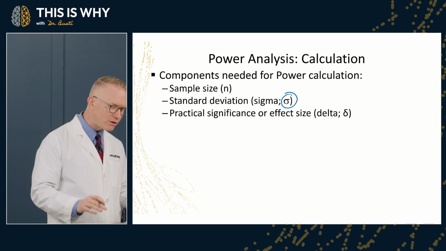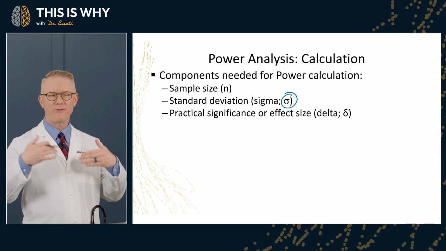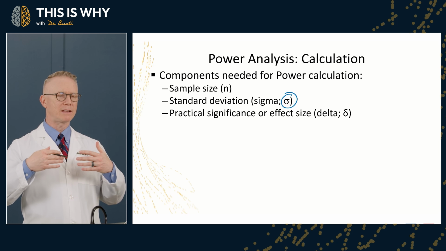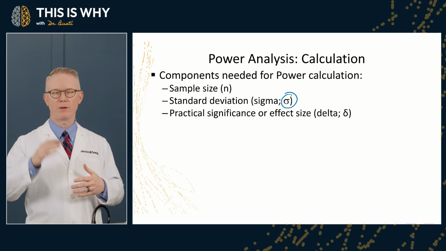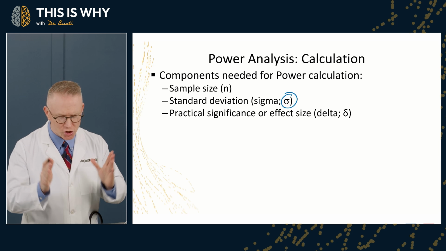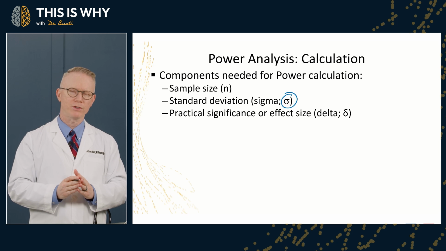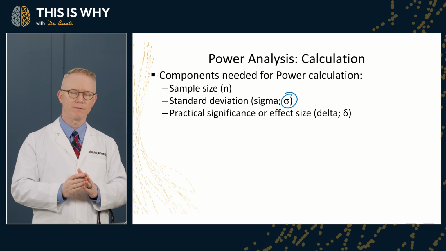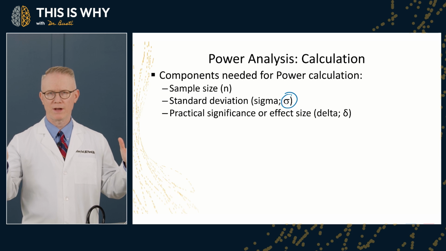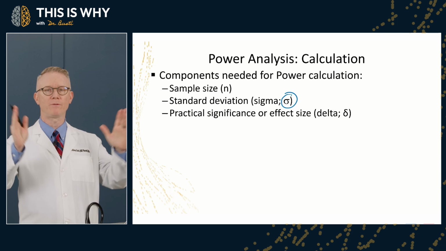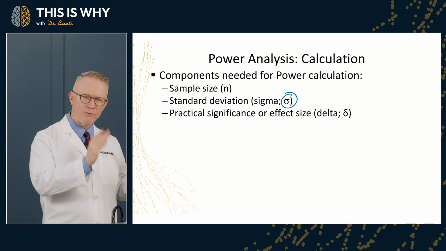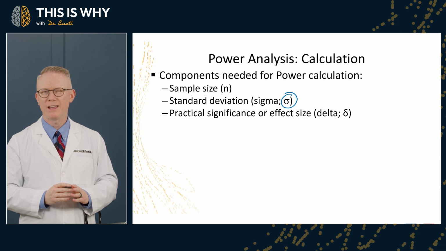And then there's the practical significance, or the effect size, and that's known as delta. What is the expected mean difference that you're looking for that is clinically relevant to you? If you make that number small, you make it harder on yourself to find a difference. And if it's bigger, you don't need as many people to find a difference. That's what it does to the power. That's how it influences power analysis. But you want an appropriate, fair, clinically relevant effect size.